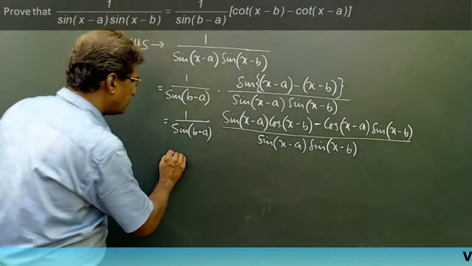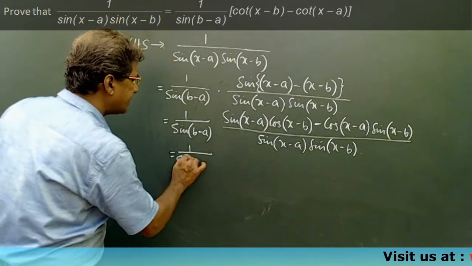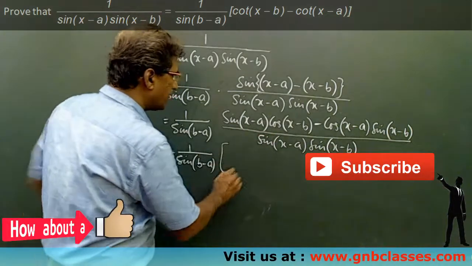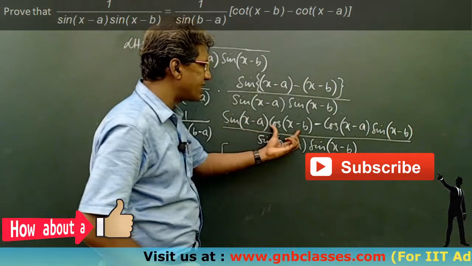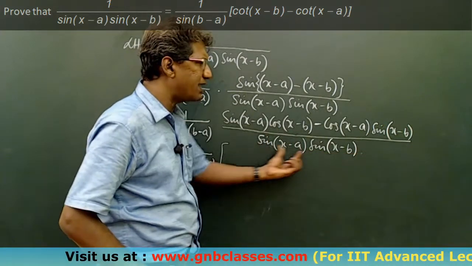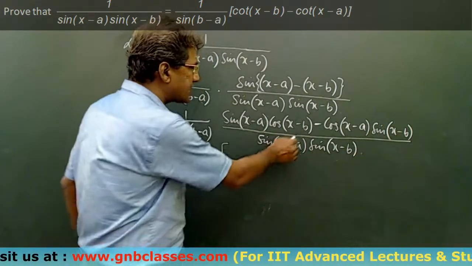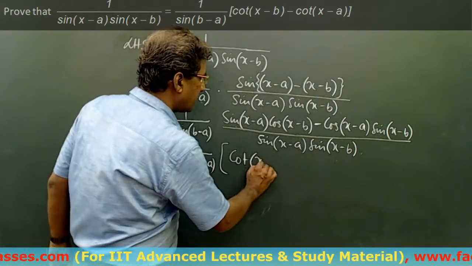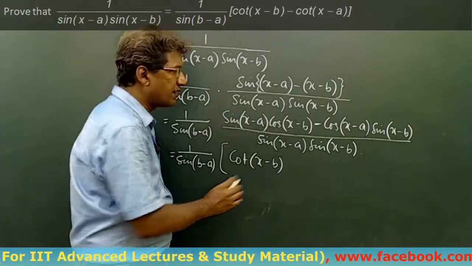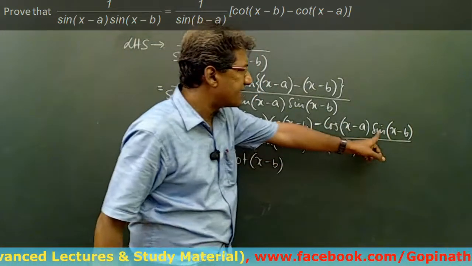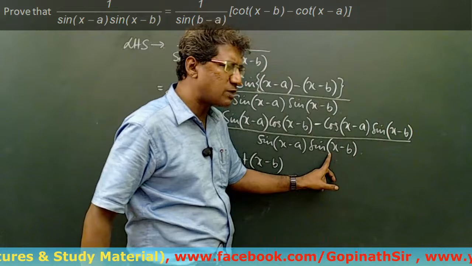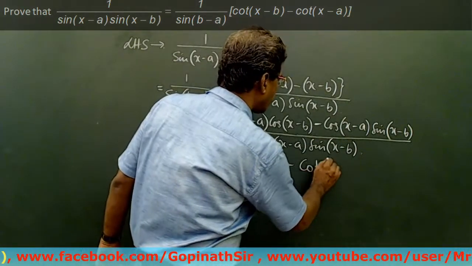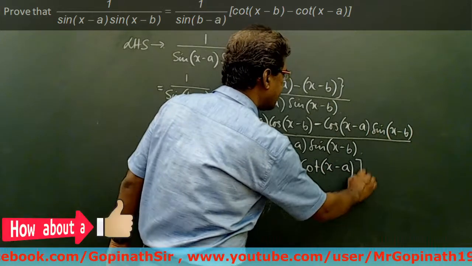Okay, now what you will do, you just separate it. So we are going to get sin(x minus a) into cos(x minus b) divided by sin(x minus a) into sin(x minus b). Sin(x minus a), sin(x minus a) goes off. So we are left with cot(x minus b). Is it clear? And for the second part, look at it carefully. Sin(x minus b), sin(x minus b) will go off. So we are left with cot(x minus a).